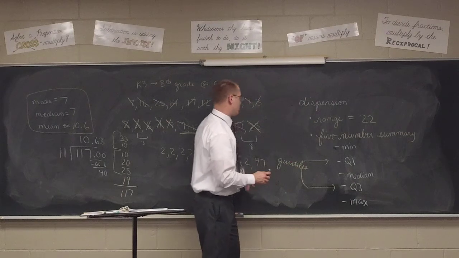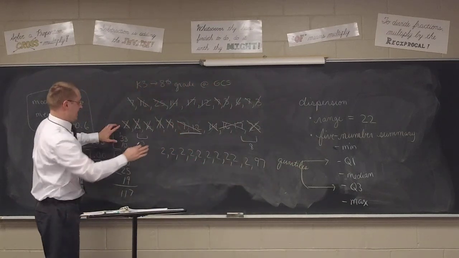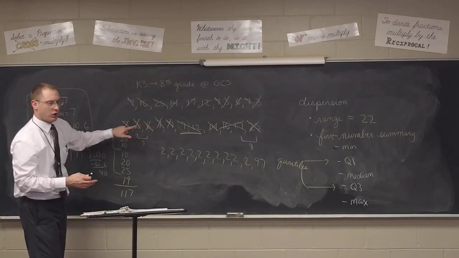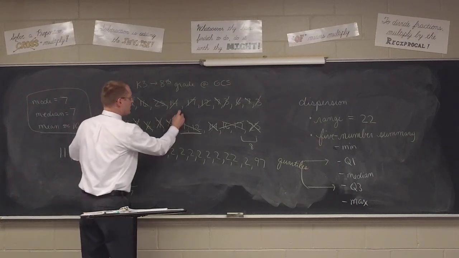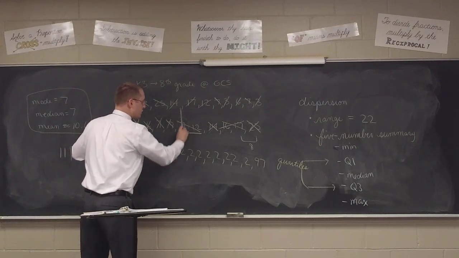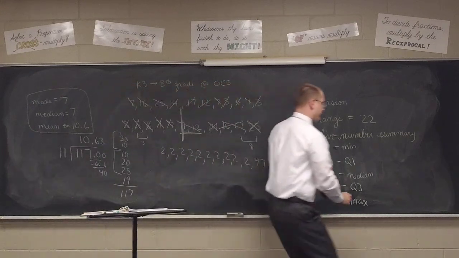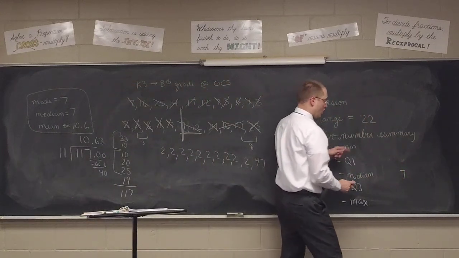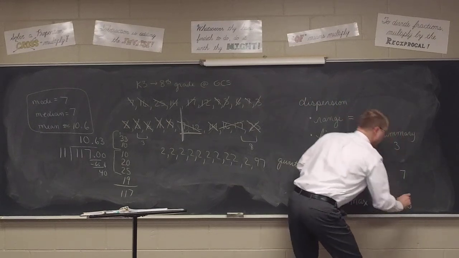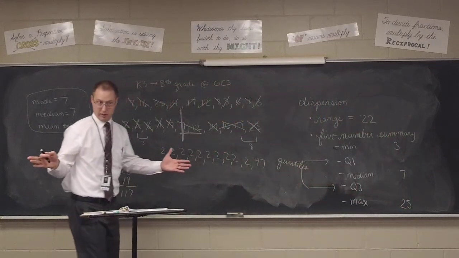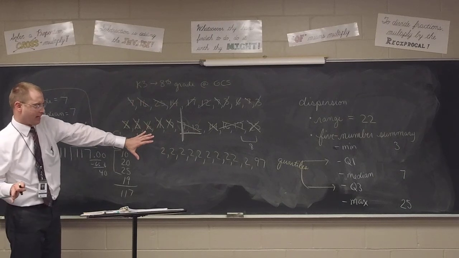Basically, what we would have to do is, as we look at this data set, if you can see beyond all the little crossouts, can you still tell what the numbers are here? We said this right here is the median. So 7 is my median. 3 is my minimum. 25 is my maximum, correct? We already identified all of that.